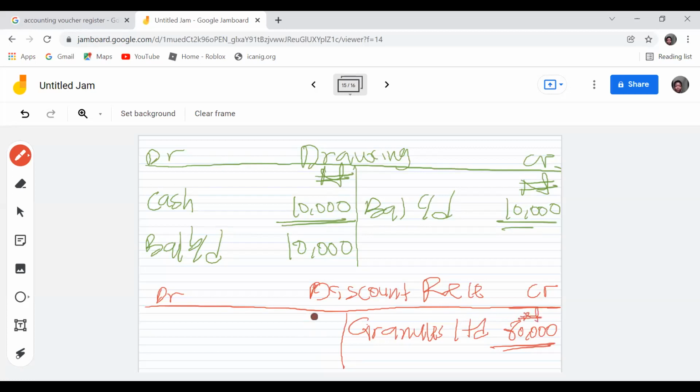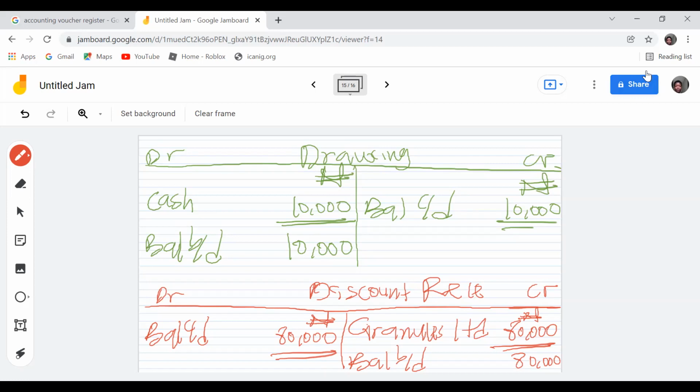The currency that you are using, whatever the currency is, Ghanaian CD or whatever, make sure you put it there. So your balance CD is also going to be 80,000. The last one is to say balance brought down, which is also 80,000 naira. So this is the end of entering the transaction in the ledger.